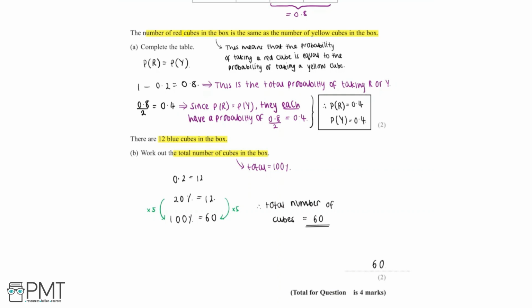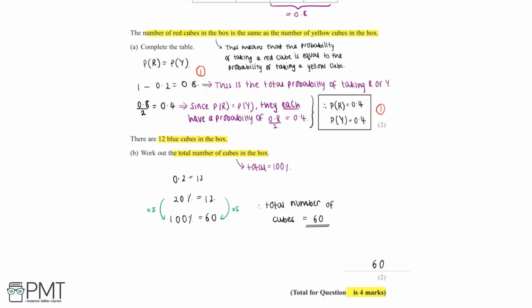Now this question is worth 4 marks. In part A, we get 1 mark for doing 1 take away 0.2 is equal to 0.8. And we get the second mark in part A for dividing this value by 2 and for finding that the probability of taking a red is equal to 0.4 and the probability of taking a yellow is also equal to 0.4.